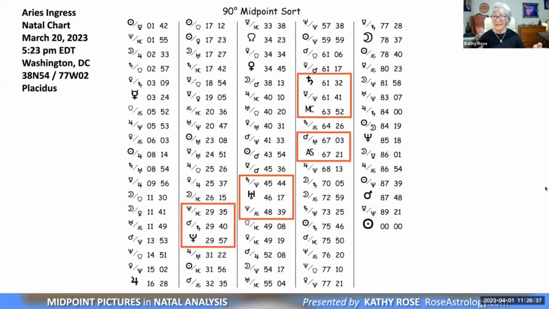Okay, this is the last slide I'm going to show you. Let me check what I'm doing on time. Ooh, I'm doing pretty good. All right. I want to talk to you about how you can use midpoint pictures for events.